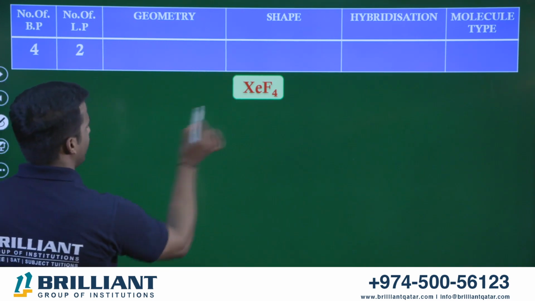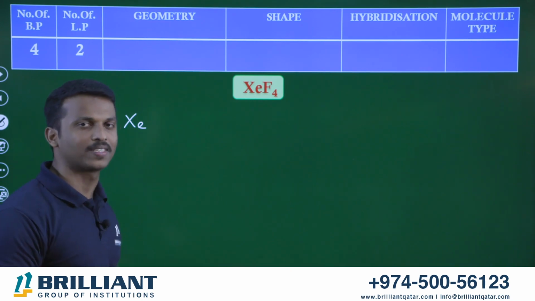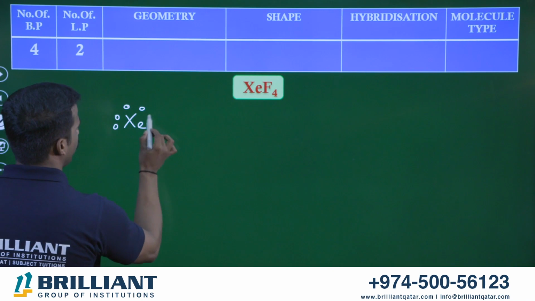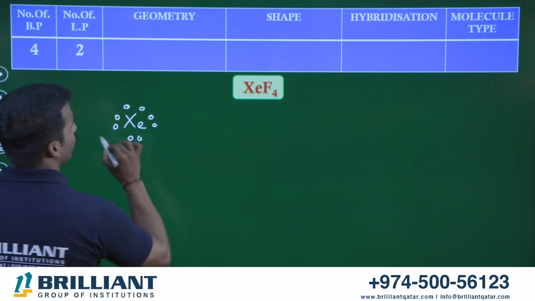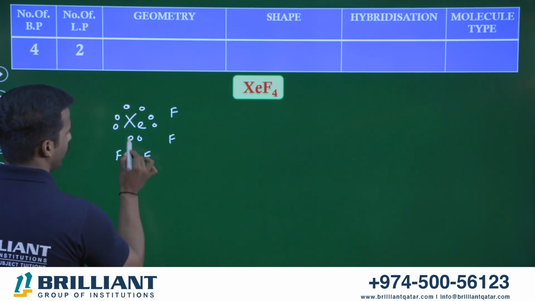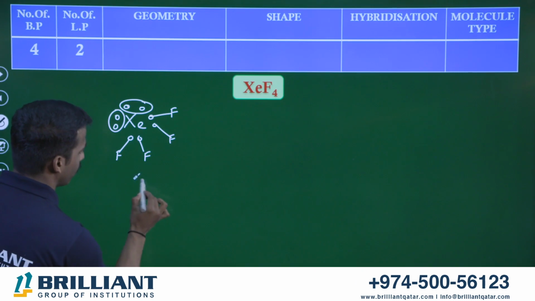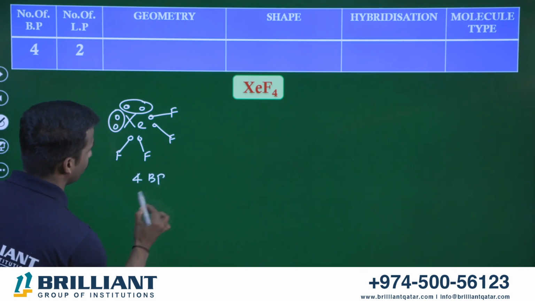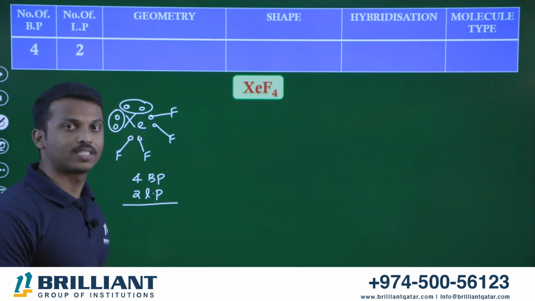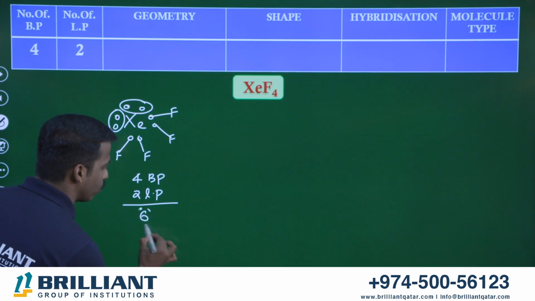For example, XeF4. Xe. As I told you, xenon is a noble gas. So valence electron 8. Okay. 1, 2, 3, 4, 5, 6, 7, 8. Surrounded by how many fluorine? 4 fluorines are there. Alright, 4 fluorine. Each fluorine needs 1 electron. So you can see there, total there are 4 bond pair and 2 lone pair. 4 bond pair, 2 lone pair, total is equal to 6, right?